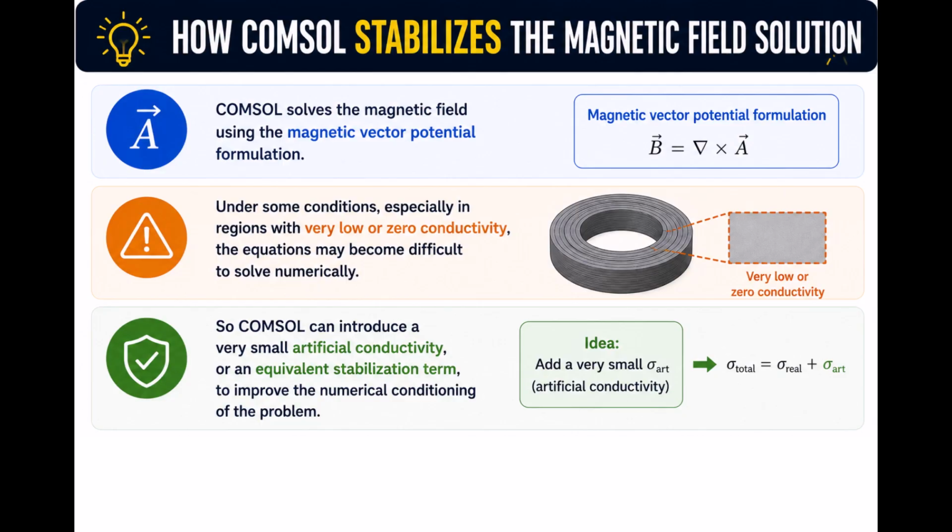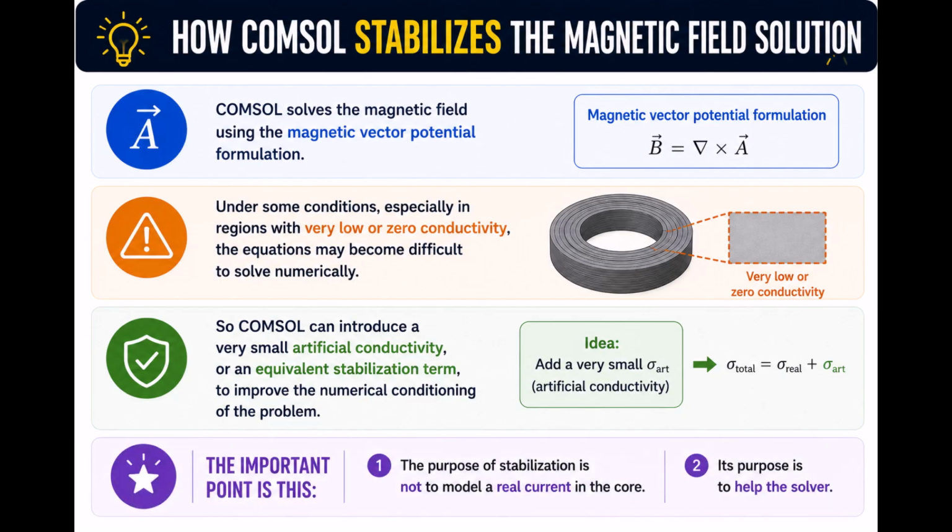the problem. As you may remember, in my previous transformer tutorial, I suggested adding a very small conductivity to the core region to avoid convergence problems. Well, it turns out that the COMSOL team had also the same idea, so I'm pretty proud of that one. And now with the stabilization option, COMSOL can take care of this automatically as part of the numerical formulation. The important point is this: the purpose of stabilization is not to model a real current in the core. Its purpose is to help the solver.